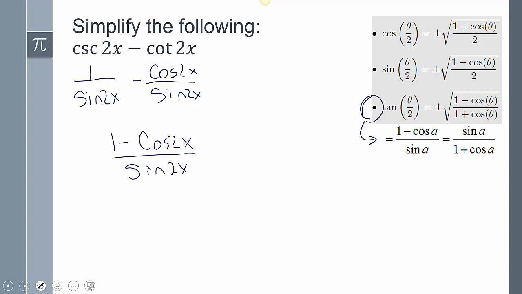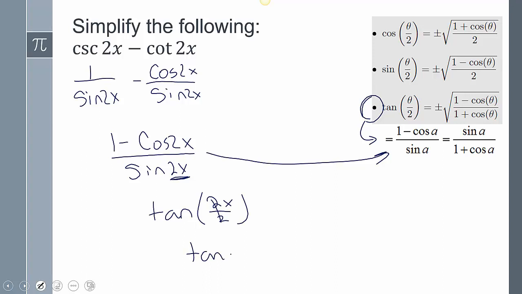Now this looks really familiar to this. Okay, that's actually the identity for it. And so it's going to be the tangent of, now my theta is 2x, so 2x over 2. Those cancel out, so I just get tangent x, and that is going to be my answer.